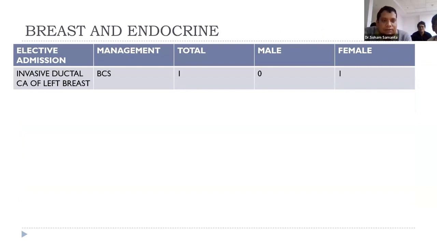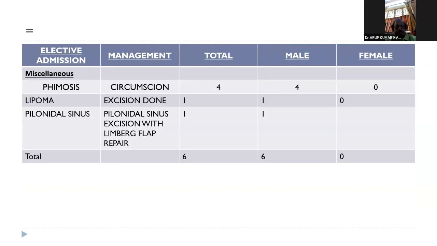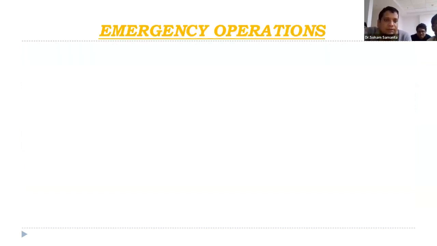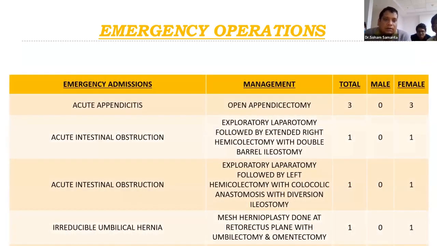Invasive ductal carcinoma of lip, we did BCS for 1 case. For miscellaneous phimosis, we did circumcision, lipoma excision, pilonidal sinus excision with limberg flap repair for pilonidal sinus. Emergency operation, we did open appendectomy for 3 cases.